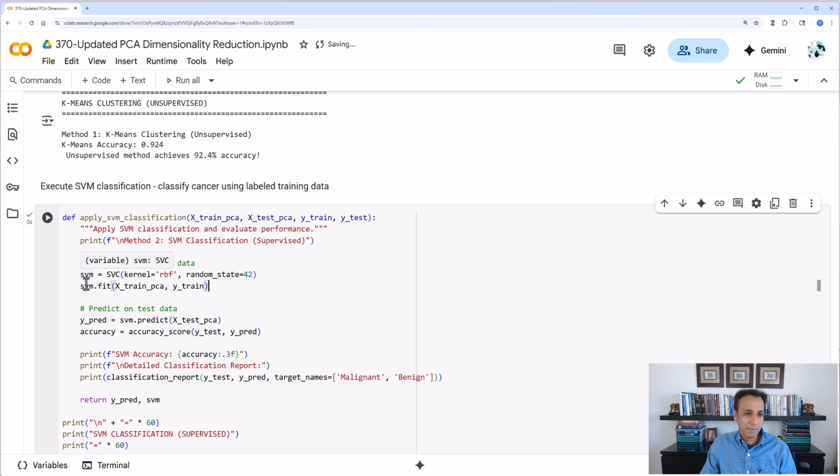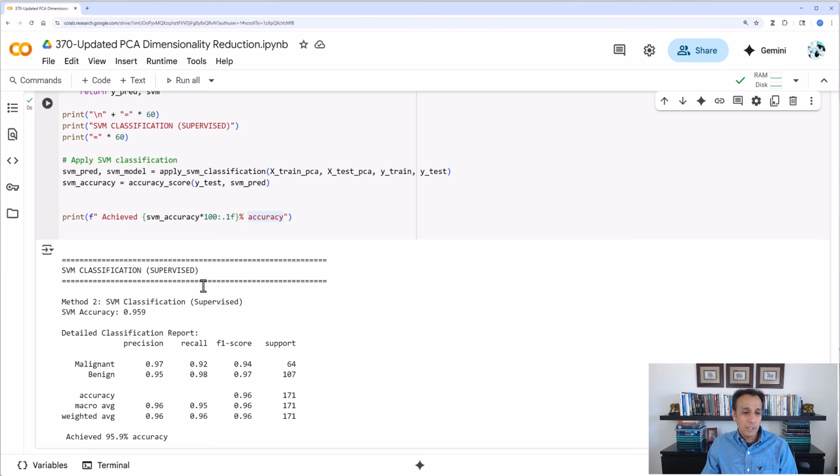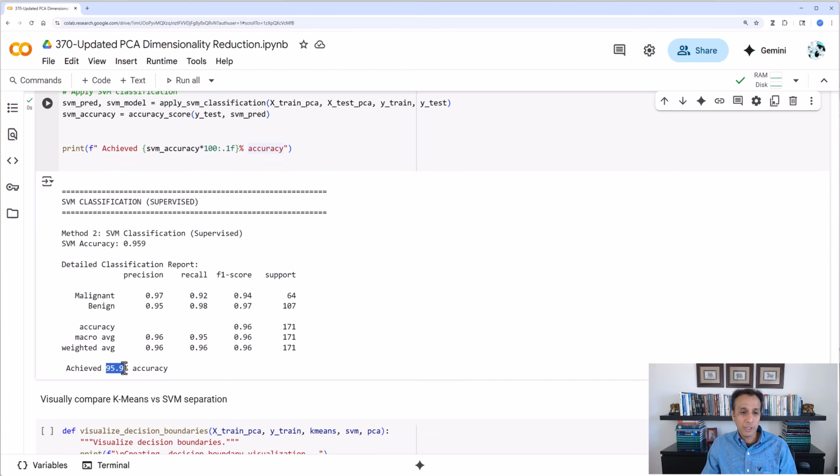Once you define the support vector machine object, you can fit it on your training data. That's what we're doing. Once you train it, I'm using it to predict on my test data. Then you have your original test data y values, like whether it is malignant or benign, and then you have the predicted values. I'm just checking accuracy and printing it down here. So our accuracy here is almost 96%.